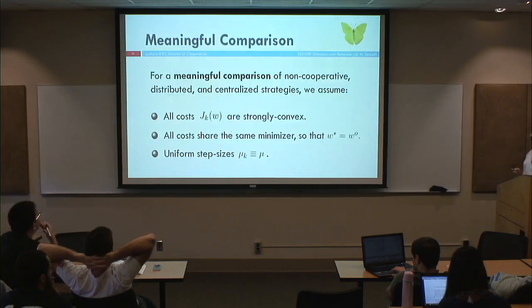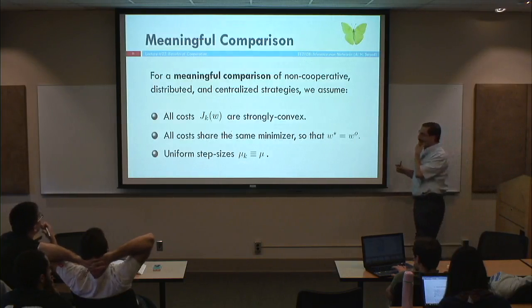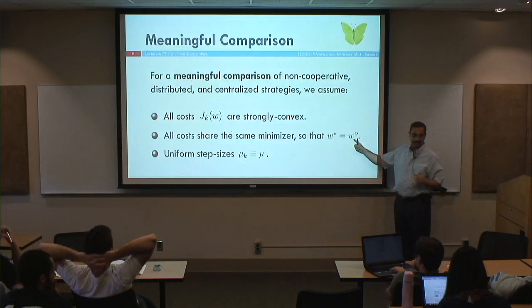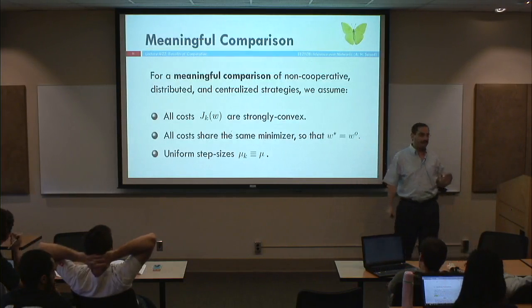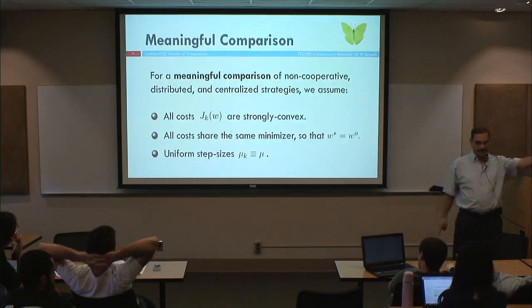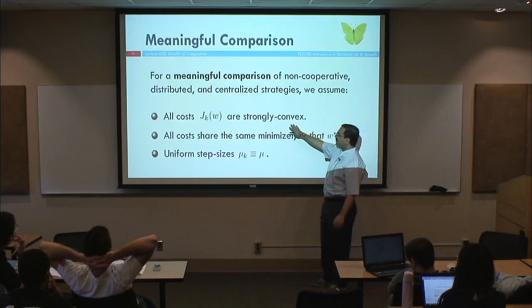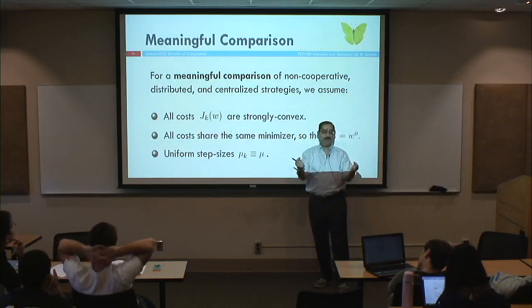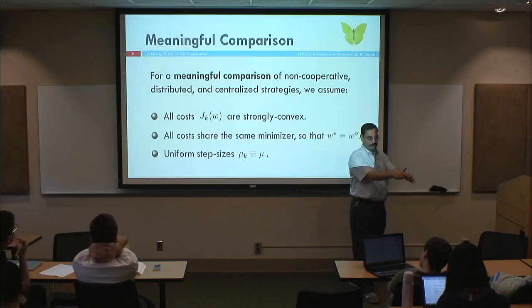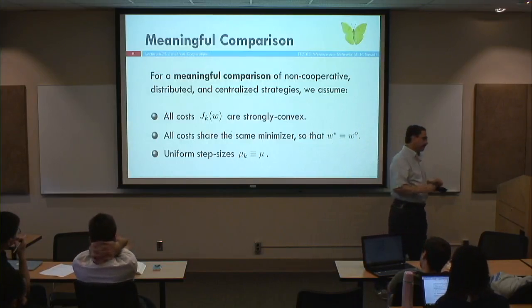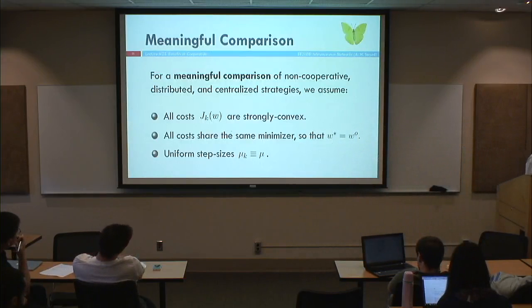So here it is. I'm going to assume that all of them are interested in estimating the same omega 0. So let's assume they all have the same minimum, which happens, for example, in the quadratic case. They all have the same step size, and all costs are strongly convex, so that the non-cooperative agents are able to solve the problem and find the minimum. That's all. But now this is not necessarily quadratic.